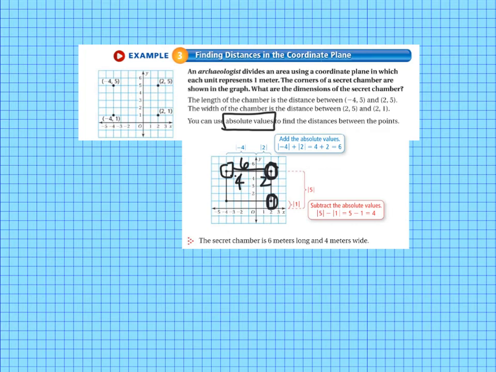And then looking vertically, we can see that our 2 distances overlap. So we have the absolute value of 5, which goes from 0 to 5, and we have the absolute value of 1, which goes from 0 to 1. So that's why we are subtracting the absolute values here instead of adding them. So the absolute value of 5 is 5, and the absolute value of 1 is 1, and so 5 minus 1 equals 4. So the secret chamber is 6 meters long and 4 meters wide.